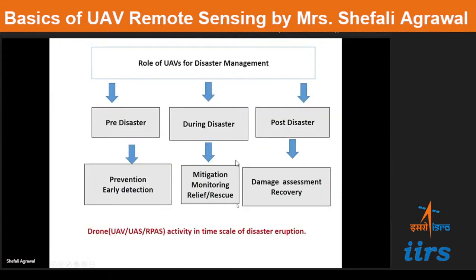extractions in different areas. Now, as I said, drones play a very effective role in disasters, in all phases of disasters like pre-disaster, during disaster, and post-disaster. So in pre-disaster, it is prevention, early detection. During disaster, for mitigation, monitoring, relief, and rescue, and post the disaster for damage assessment and recovery operations.